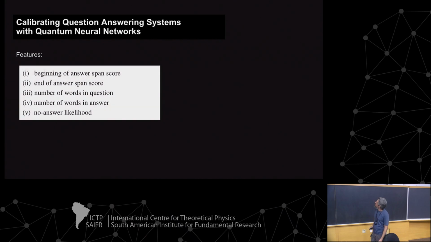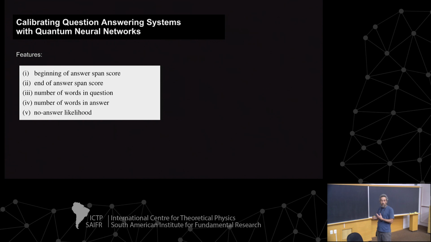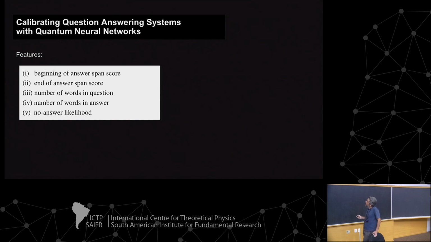What about the features? The features are just 5 features that you need to calibrate. This is why we can use a quantum computer, because each feature can be coded in 1 qubit. The features that we use to calibrate are the beginning of answer span score, which is a feature that Roberta and the algorithm give you. All of them the algorithm gives you. The end of answer span score, this is the value that I said, a score for each word. The number of words in the question, the number of words in the answer, and also the probability there is no answer in your text, in your paragraph. The point is that you have a question, then you take a paragraph and try to find the answer inside this paragraph, and sometimes the answer is not there, so there is a probability the answer is not there. These are the 5 features that you use to calibrate.